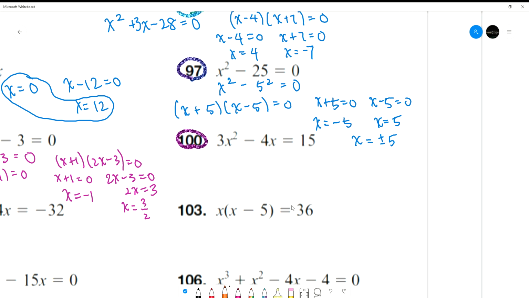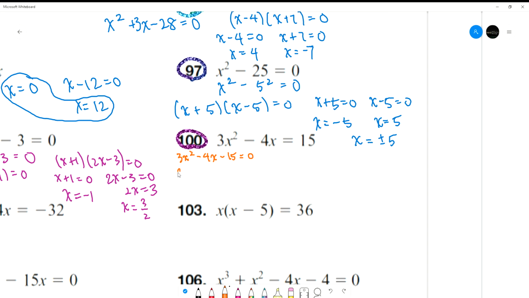Okay. Now, this problem, 3x squared minus 4x equals 15. We have to first set it equal to 0 before we do anything, right? So let's rewrite this. We have 3x squared minus 4x, and then we have to subtract 15 from both sides. So that's equal to 0. Then I look for a possible GCF, which I don't see any. Therefore, I can continue to factor by grouping. I'm sorry, not factor by grouping, AC method.